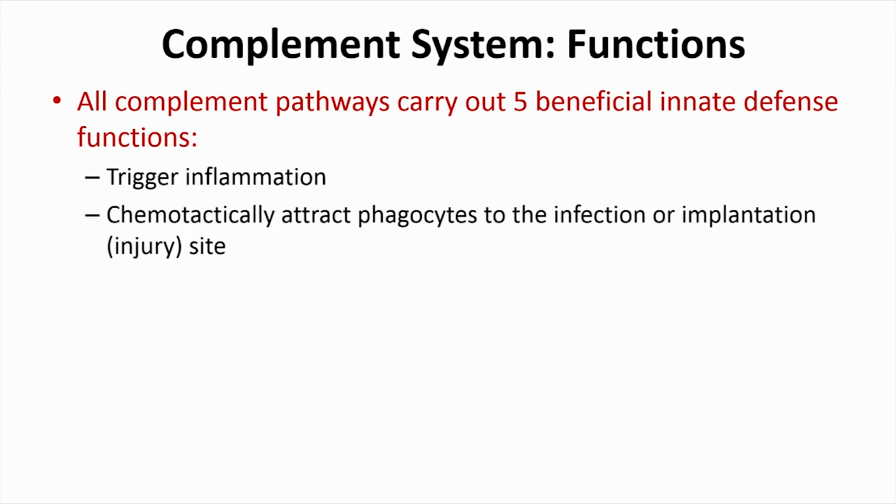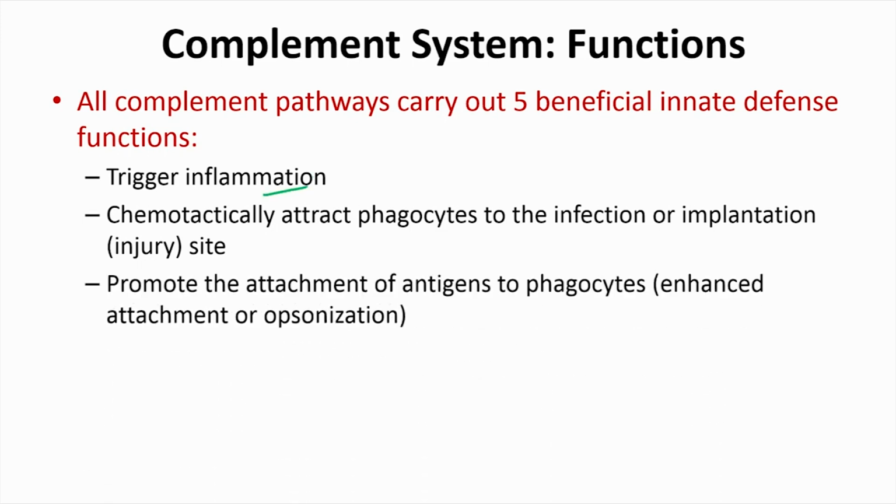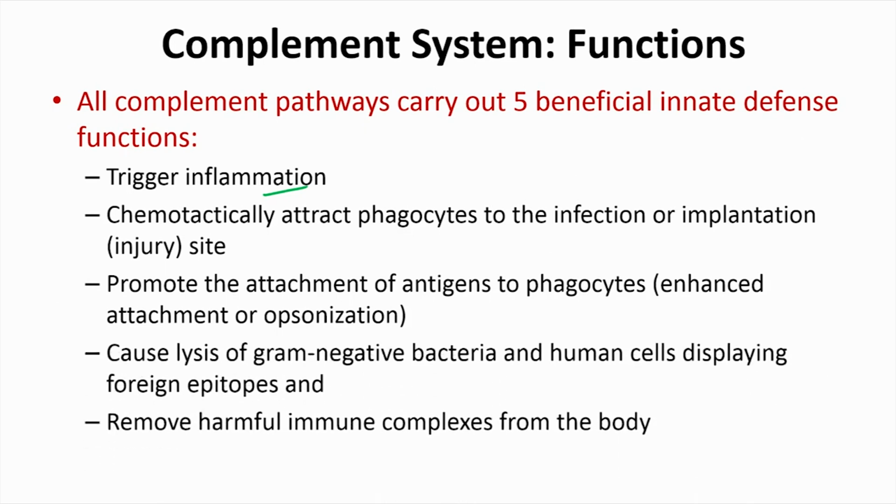First of all, trigger inflammation, so telling the body that there is something foreign, we need to remove it. Chemotactically attract phagocytes to the infection or the implantation injury, so get more cells to come in, basically part of this inflammation cycle itself. Promote attachment of these antigens to the phagocytes, so you can have more enhanced immune response, more enhanced attachment and opsonization of these sites.